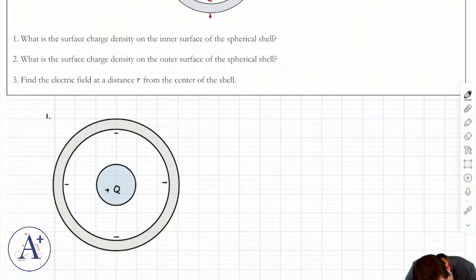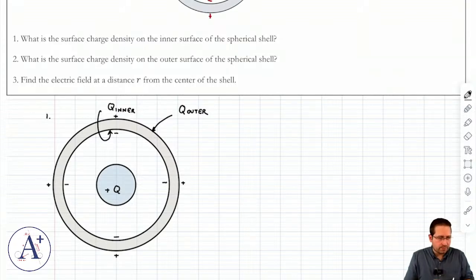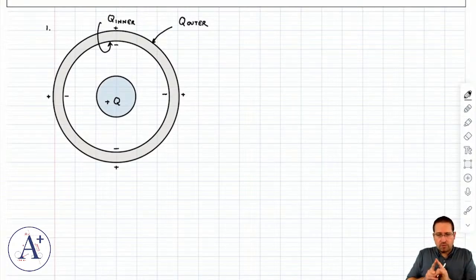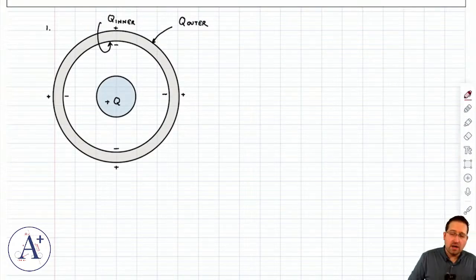That's going to be Q inner. And then we're going to have some positive charge on the outer surface. That's going to be Q outer. Okay, Q inner and Q outer, cool. We want to find each one of those. We typically always start with Q inner. Okay? Now, how do we find Q inner?